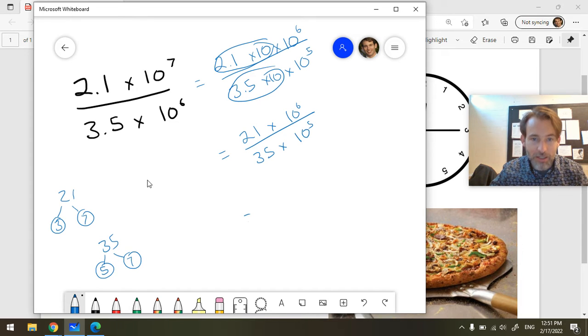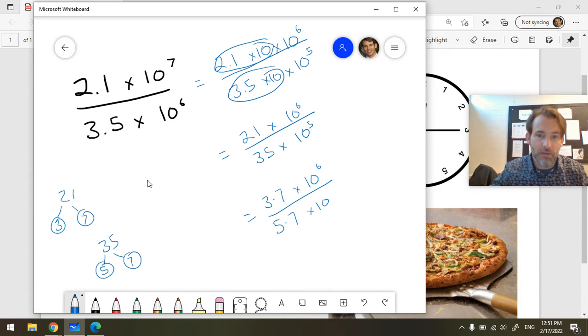So what I do next is I'm going to rewrite 21 over 35 as 3 times 7 times 10 to the 6 over 5 times 7 times 10 to the 5. Okay, and now I can see I can cancel this 7, cancel that 5, and I'm left with 3 over 5 multiplied by 10 to the 6 over 10 to the 5.